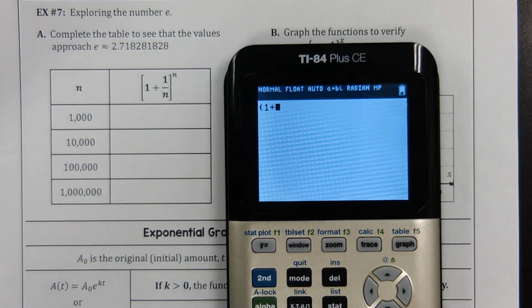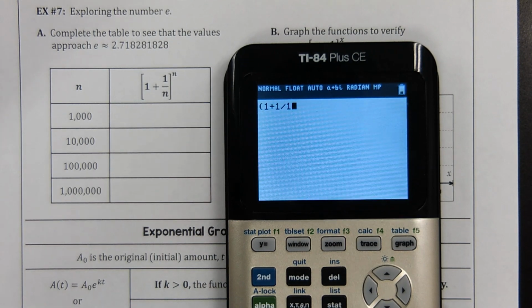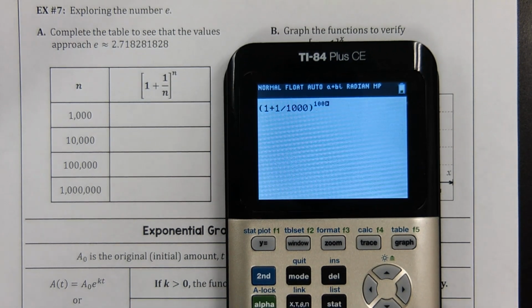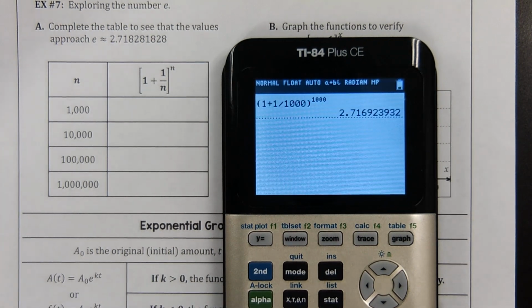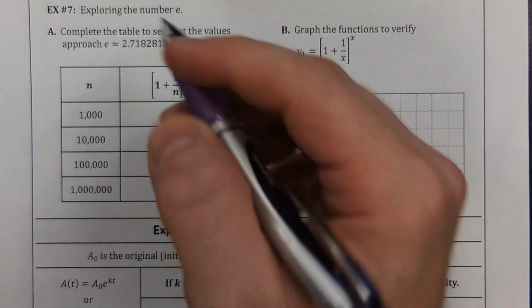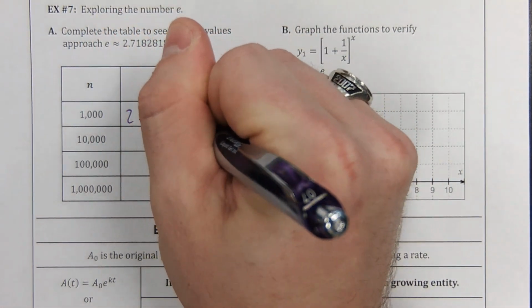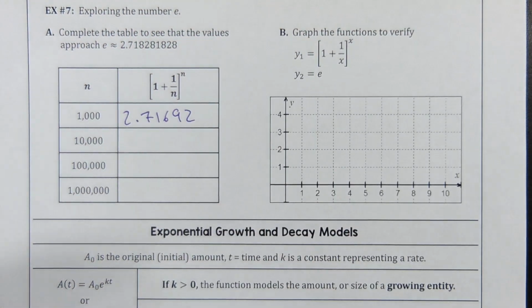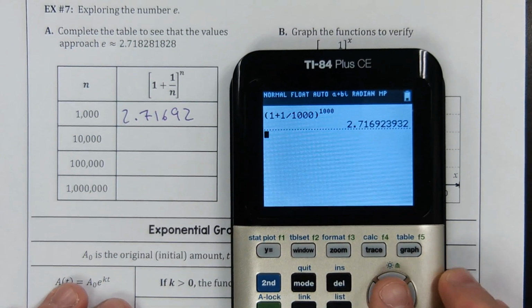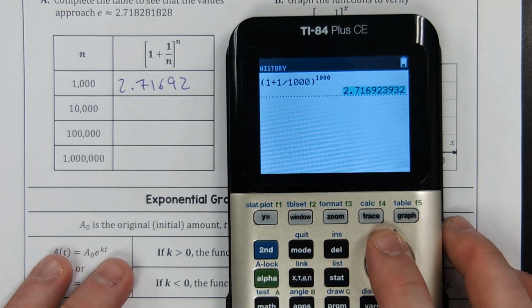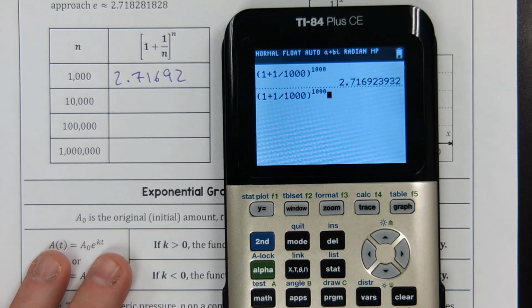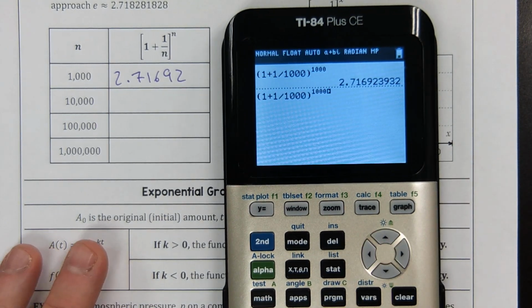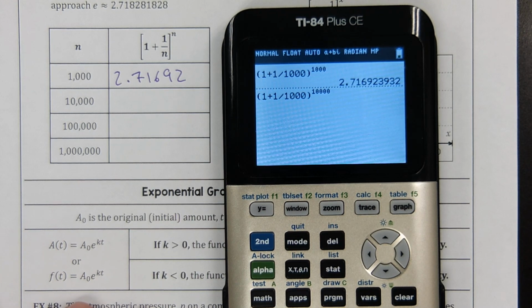Parentheses, 1 plus 1 divided by 1,000, raised to 1,000. I don't know how many decimals we should go to. We're going to have to go to more than 3. So sure, 5 sounds good. 2.71692. I don't feel like retyping this. On this calculator, I can scroll up, highlight that, hit enter, and it'll paste it down for me. Then I can just tack on another 0 to the exponent and hit enter again.